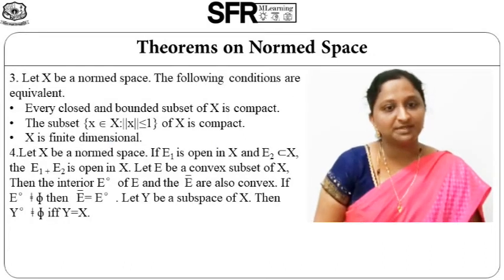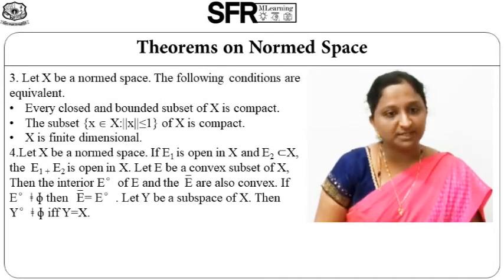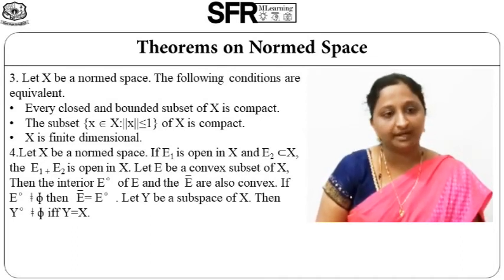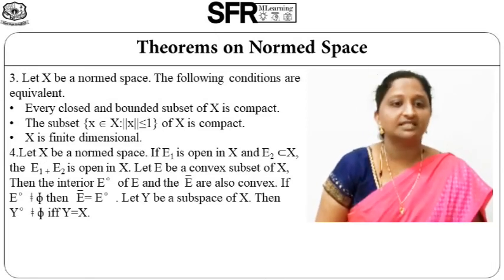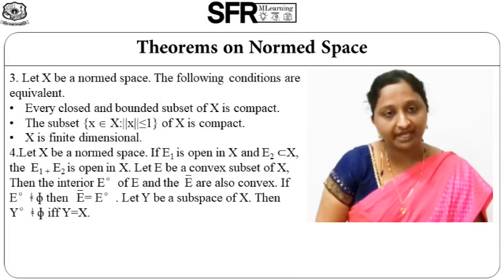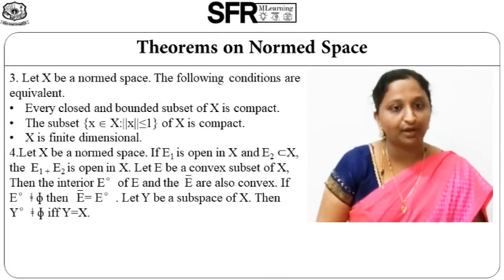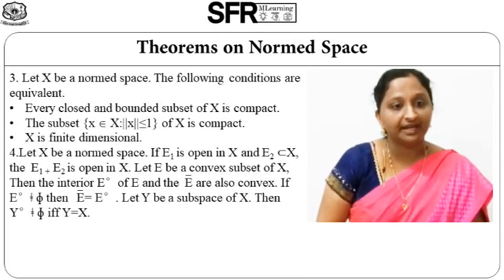In the theorems on normed spaces, we are going to give equivalent conditions too. Let X be a normed space, then the following conditions are equivalent. The first one is every closed and bounded subset of X is compact. The set of all x belonging to X with norm x less than or equal to 1 is compact, and X is finite dimensional.